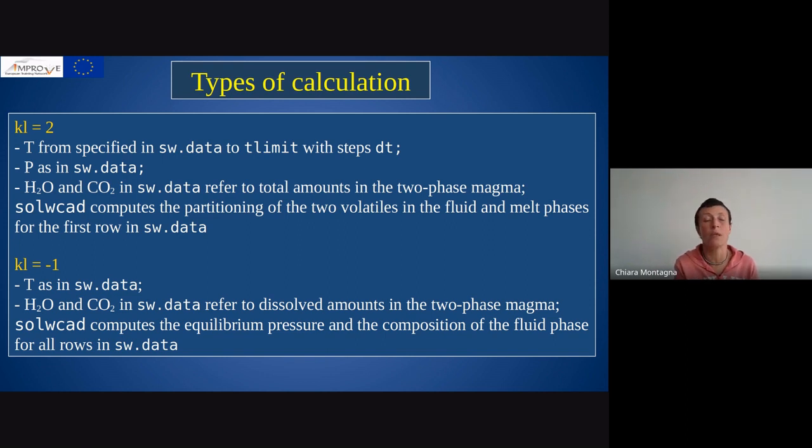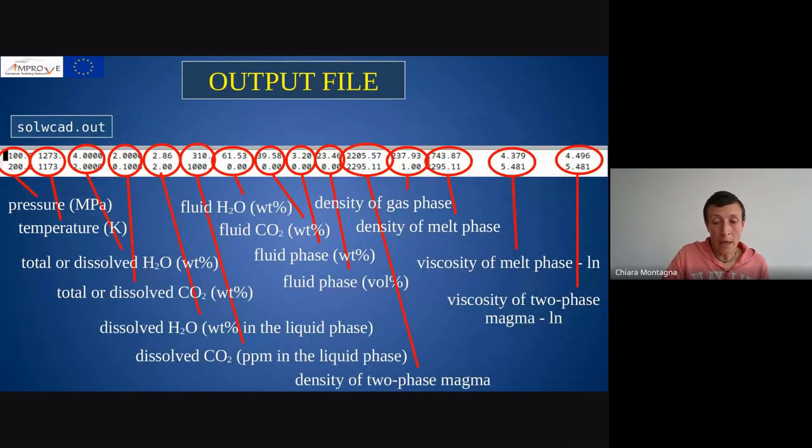So the pressure that we set in SW.data is meaningless. Solcat computes the equilibrium pressure and the composition of the gas phase that is in equilibrium at those temperature, composition, and pressure conditions. And Solcat produces an output file that includes this information, and something more, because it also includes some information on some physical properties of the multiphase magmas that we are looking at.